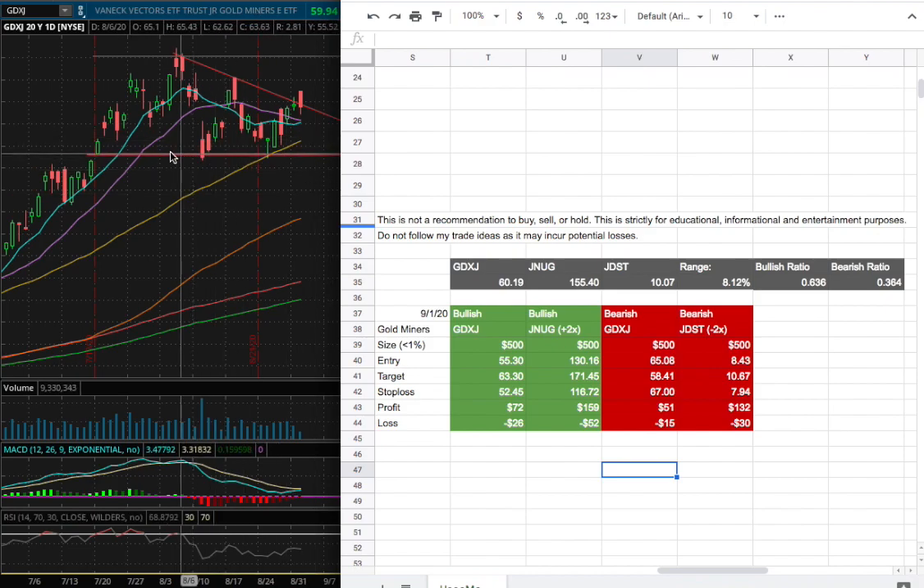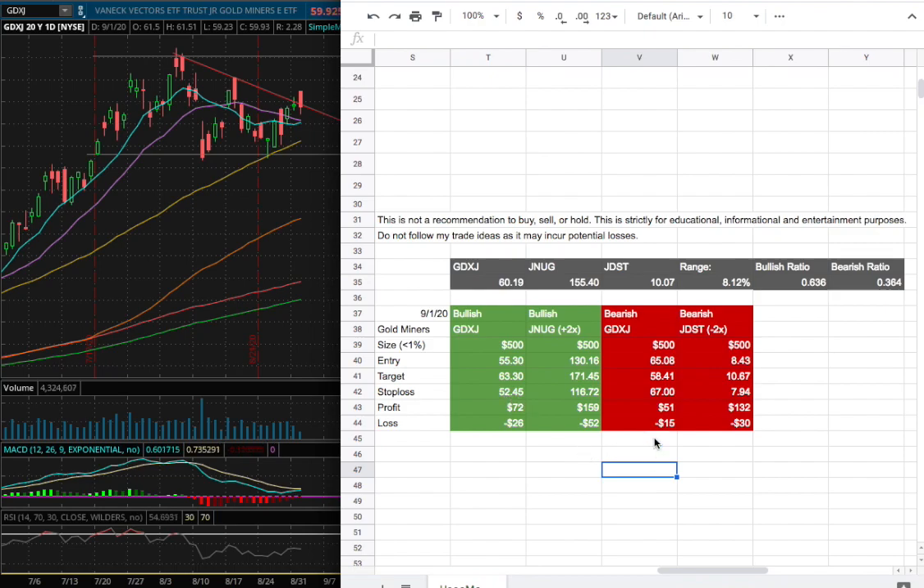That is this range right here, where we tested previous support that dated back to August 11th as well as August 25th. So the sell target will be $63.30, and my stop loss will be $52.45.